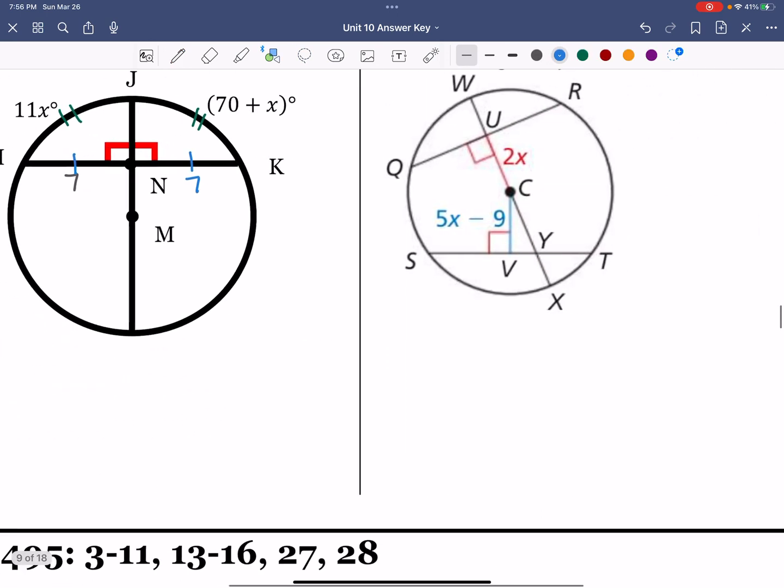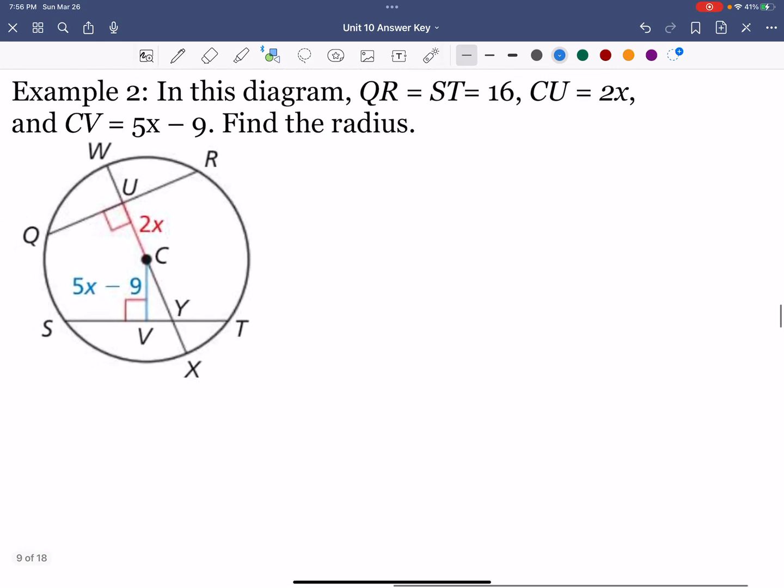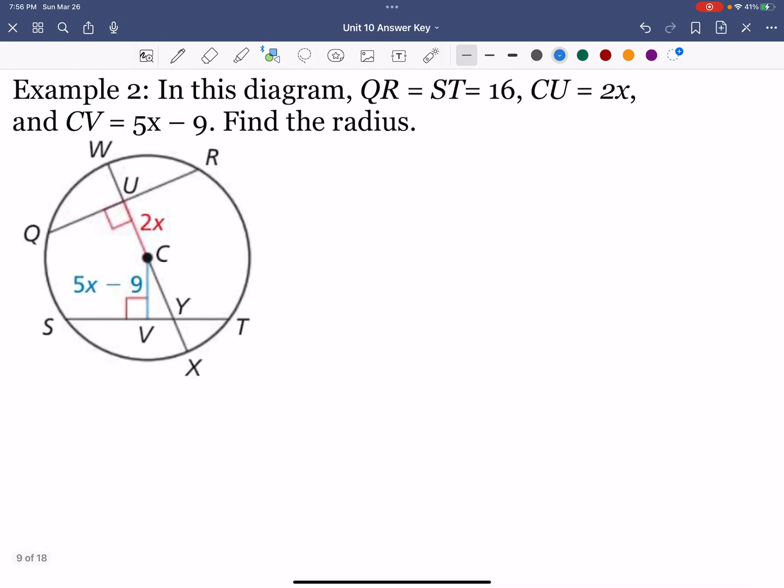Okay, so my last example here is going to be determining the radius, but we have some information that we are given. I am told in this diagram that QR is equal to ST, making them congruent, and they both equal 16. So I'm going to say all of this is 16, all of this is 16. What that does is it tells me that CU is equal to CV.